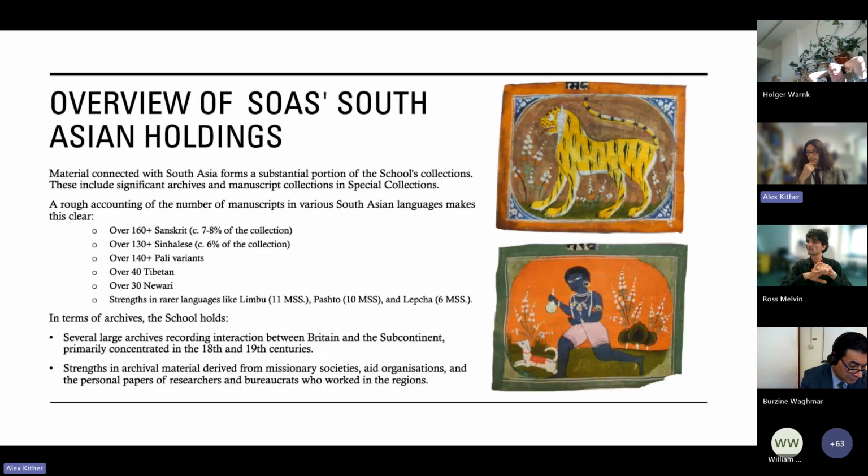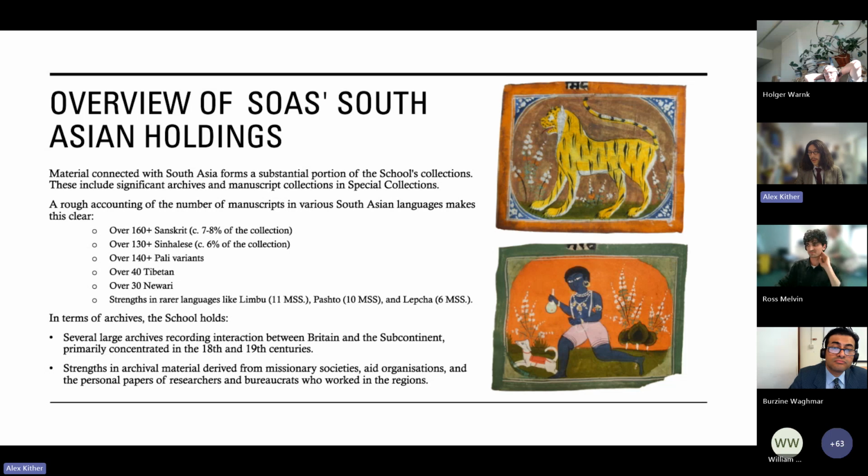So like I say, South Asian material forms a substantial portion of our collections here. Looking at our manuscripts specifically, the language breakdown, we have roughly 160 or so Sanskrit manuscripts, 130 Sinhalese manuscripts, 140 Pali manuscripts, those are mostly Buddhist texts, as well as significant collections of both Tibetan and Newari manuscripts, and then some small but significant collections in smaller, more obscure languages such as Limbu, Pashto, and Lepcha as well, which I've listed there.